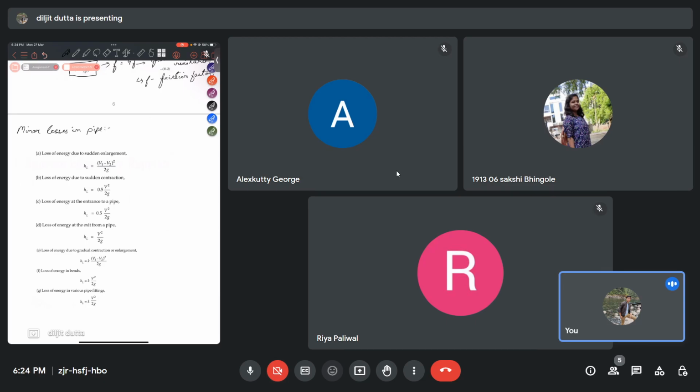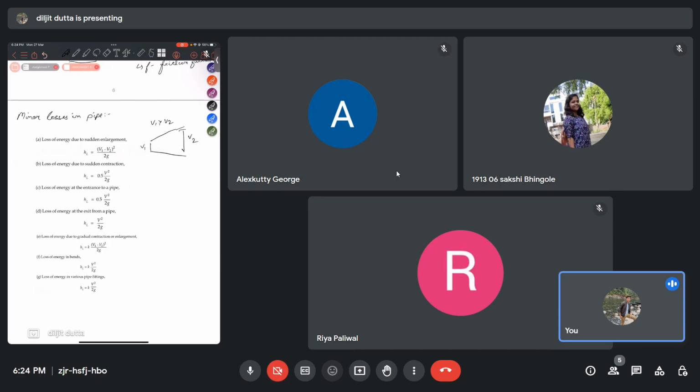So one thing is head loss due to enlargement. This will be given by V1 minus V2 whole squared by 2g. If there is sudden enlargement, this is V1, this will be V2, and V1 will be greater than V2. So the loss of energy is given by V1 minus V2 whole square by 2g. When there is sudden contraction, suppose the pipe is like this and there is a sudden contraction like this, in that case it will be given by 0.5 V square by 2g, where V is the velocity before contraction.